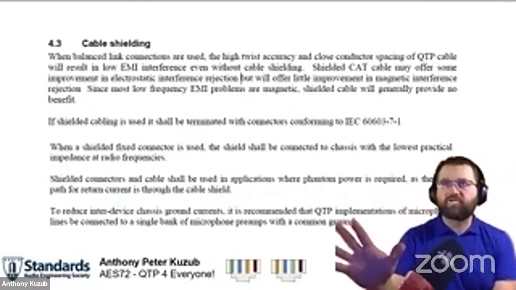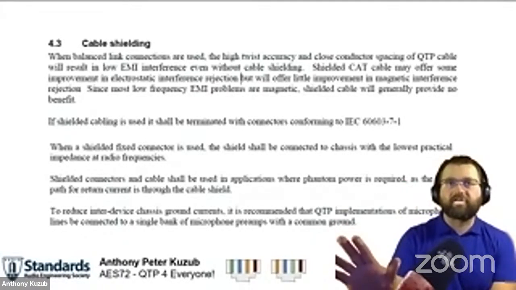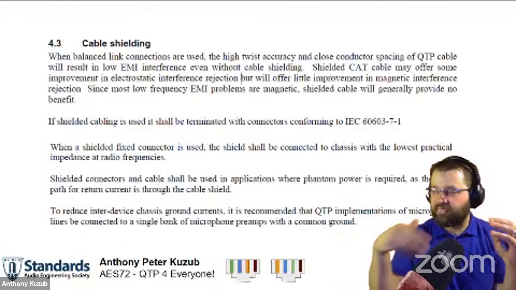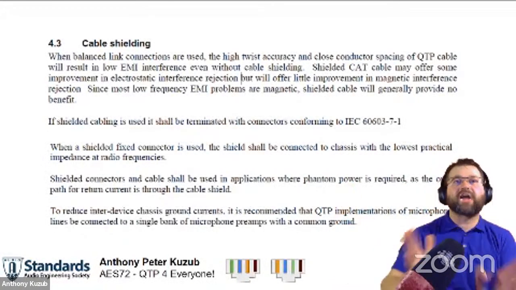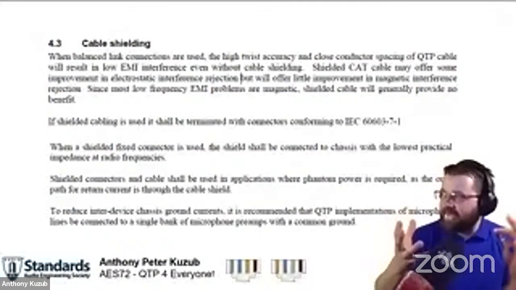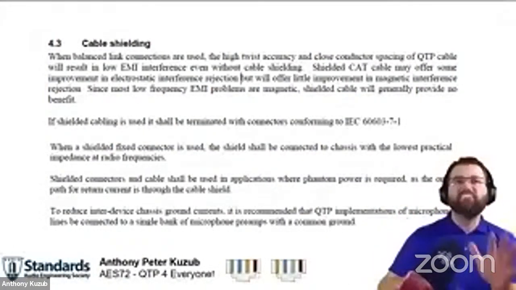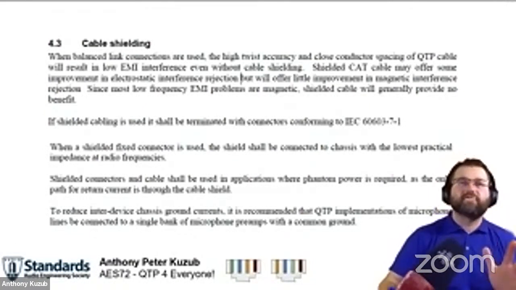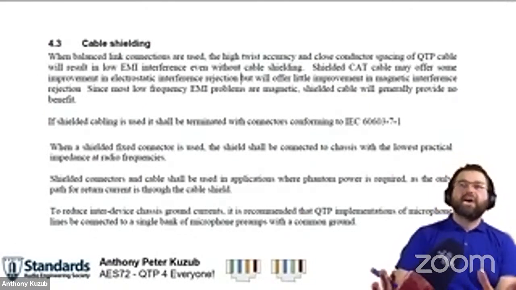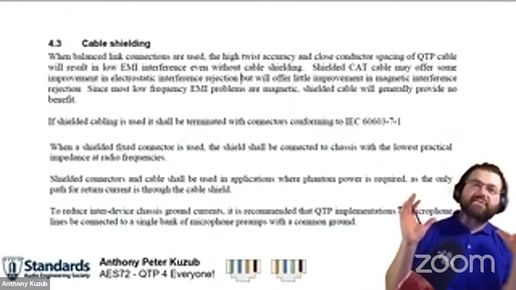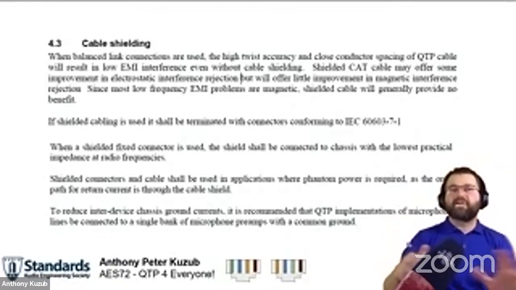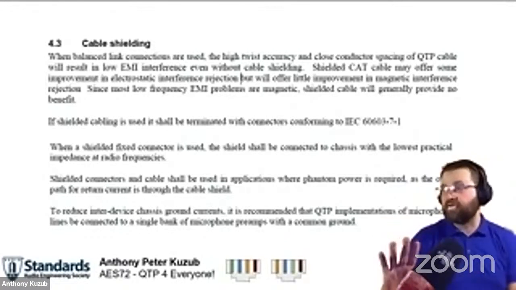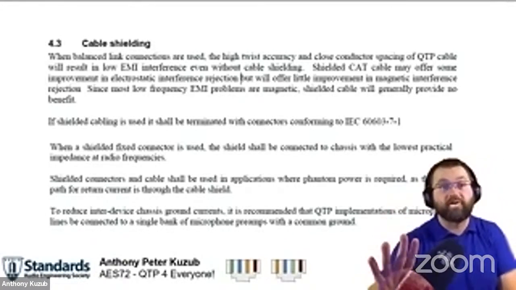The quad twisted pair cable benefits from the twists, that's the magic, but shielded cat cable offers some different, but little in terms of magnetic interference rejection, right? Because again, I'm just going to not talk about it. I'm going to stop there, it becomes a huge other discussion. I've already talked too much about it.